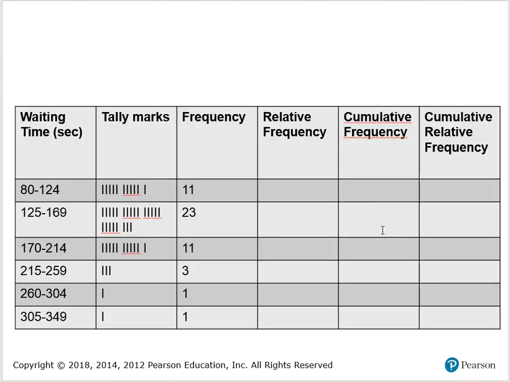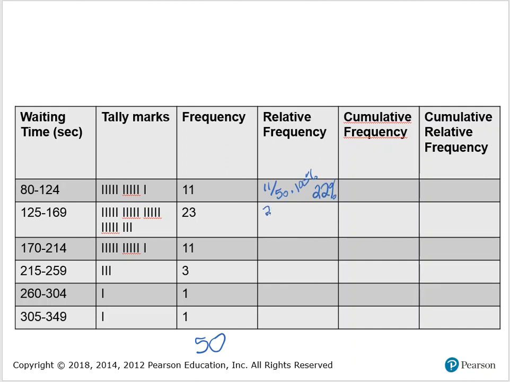So here I have the data typed up nice and neat. So we're going to go ahead and do that. Now remember, we have 50 numbers all together. So we're going to do the relative frequency. So the math would be 11 divided by 50 times 100%. If I do that math, I end up with 22%.